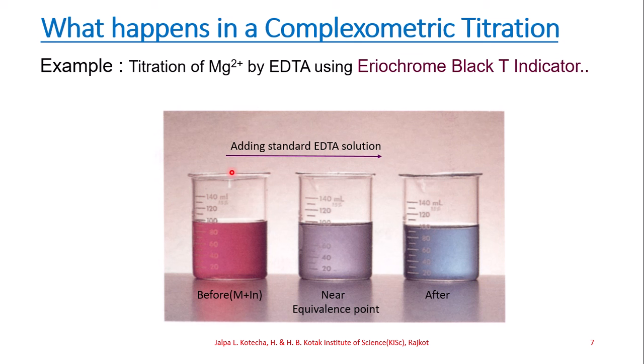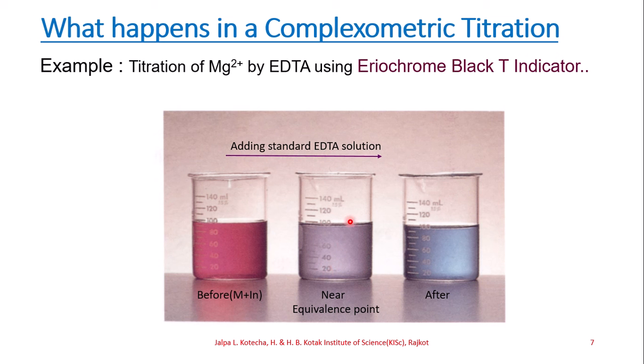See, first we will not titrate directly. First we will add indicator to this metal, so there is some color. So before titration with EDTA, it has some color. This is the color due to the indicator initially, before adding EDTA. After that we start adding EDTA solution so that it gives some color change. This color is near the equivalence point. This is not the end point.